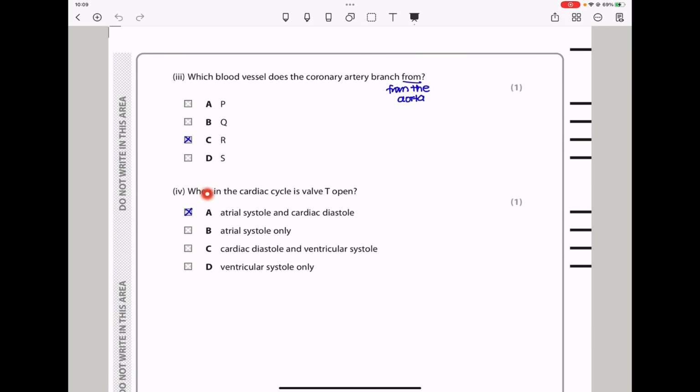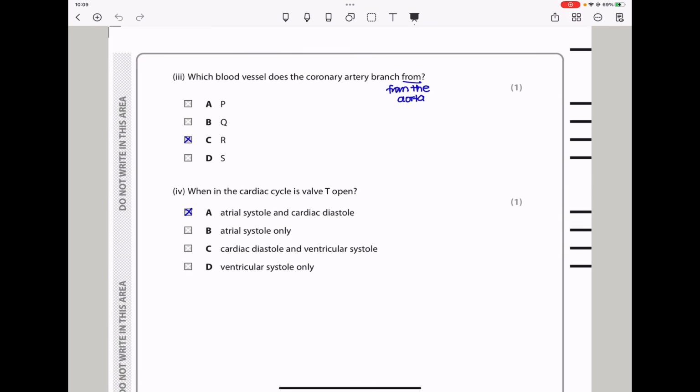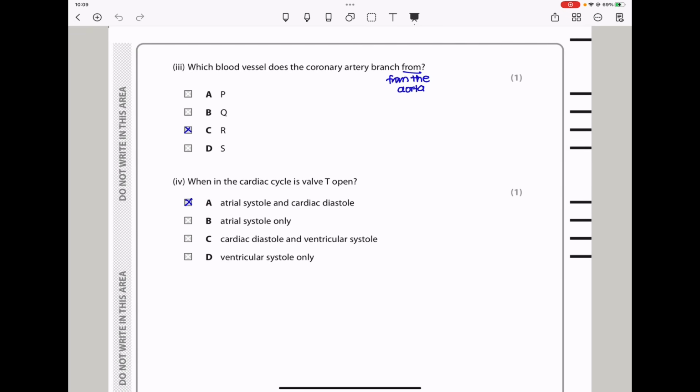Next they say, when in the cardiac cycle is valve T open? This is valve T, the bicuspid valve. It is going to be open during atrial systole, meaning when the atria are contracting so that blood goes into the ventricles, as well as in cardiac diastole. So the answer here should be an A.